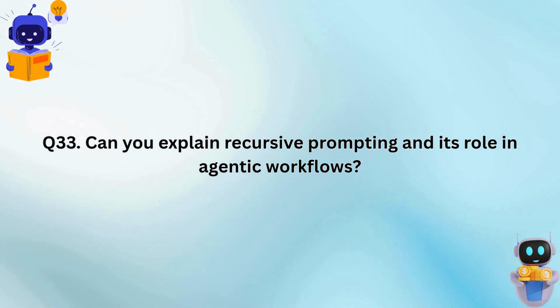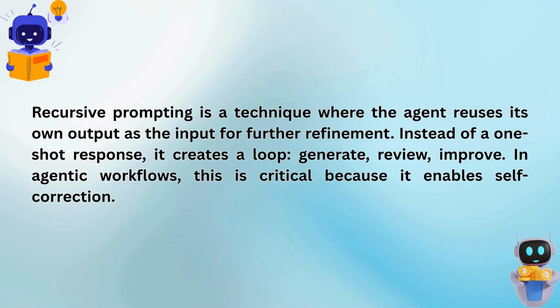Can you explain recursive prompting and its role in agentic workflows? Recursive prompting is a technique where the agent reuses its own output as the input for further refinement. Instead of a one-shot response, it creates a loop. Generate, review, improve. In agentic workflows, this is critical because it enables self-correction.